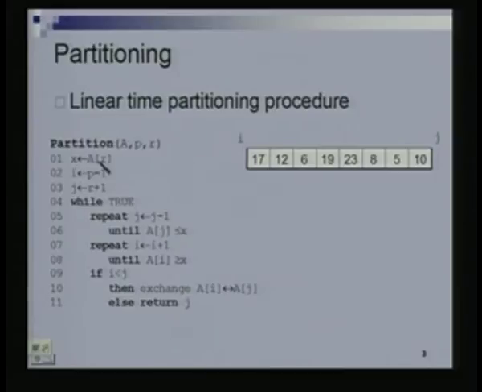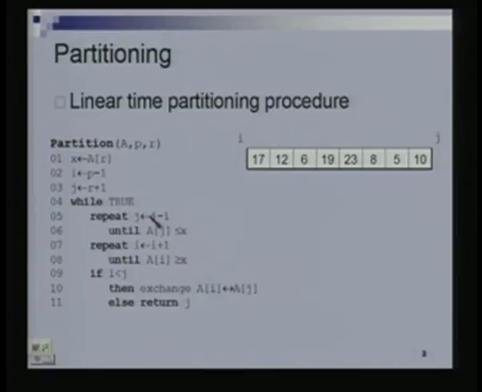I am going to take A[R], this element, and put it into X, which means X is going to be my pivot element. So X would contain 10, and now what is this doing? I is getting the value P minus 1, so I is assigned to something before P. This location is R and this location is P, and I is getting P minus 1 and J is getting R plus 1. Which means I and J are just before the start and just after the end of the sub array that we are interested in. And now we are just going to go through this loop, while true, which means we just continue going through this loop till we break out of the loop.